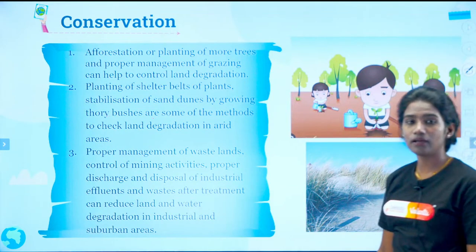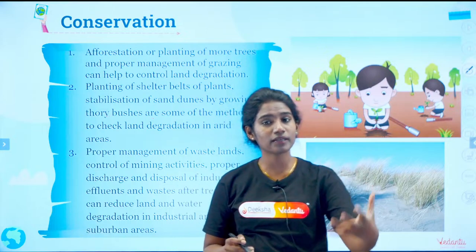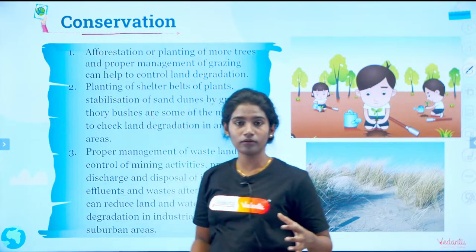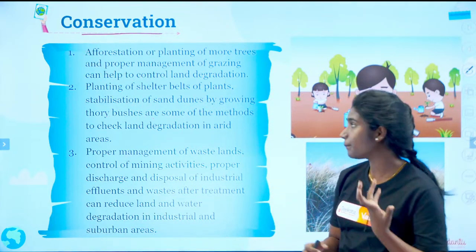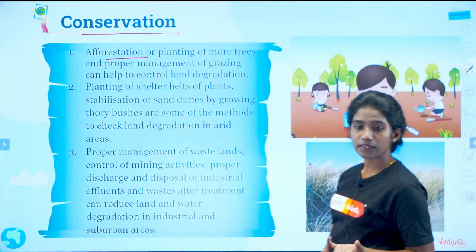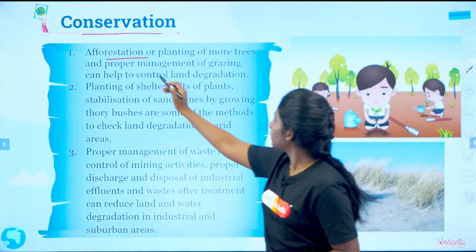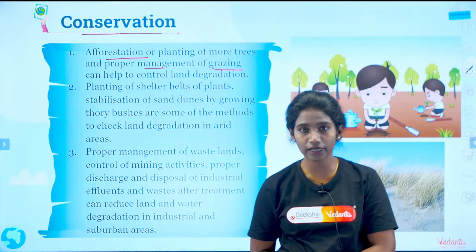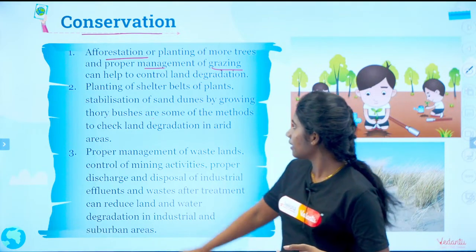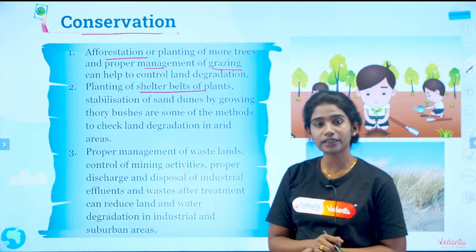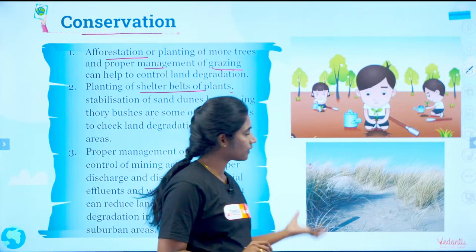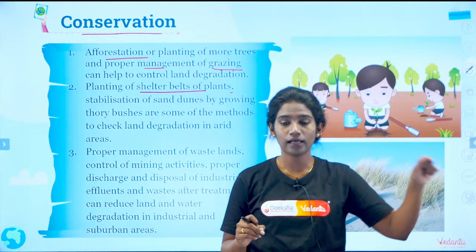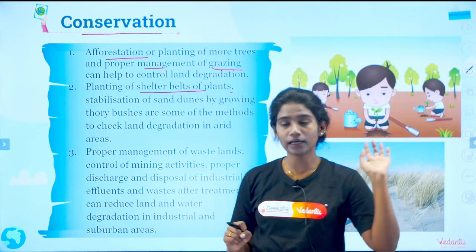Now the question is, how can we prevent this condition? We will have to protect our land. How can we do that? By afforestation, by planting trees. And then also proper management of grazing. I told you, yes, grazing can be done, but not overgrazing. Certain measures will have to be taken. And then planting of shelter belts. Now, what are shelter belts? Shelter belts are trees and plants grown in one particular line.